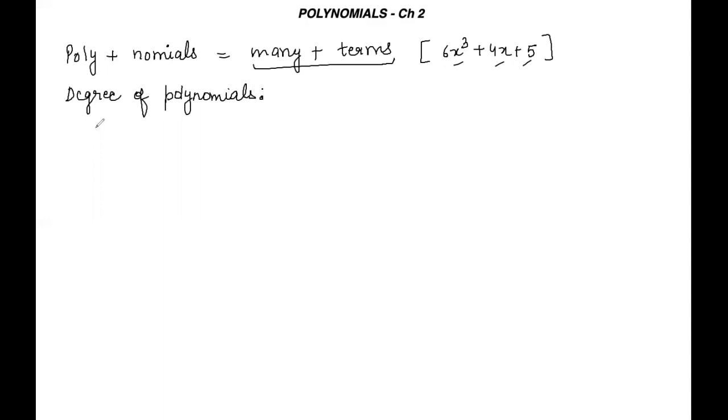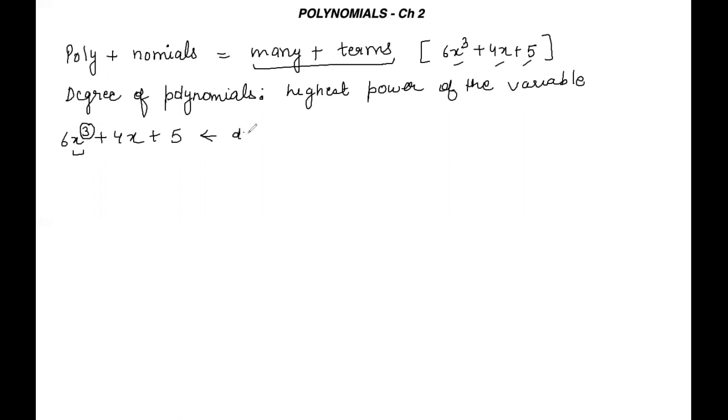What is the degree of a polynomial? The degree of a polynomial is the highest power of the variable. Highest power of the variable. Now, for example, in the above expression 6x cubed plus 4x plus 5, here the variable is x and the highest power of the variable is 3. Therefore, we will say that the degree of the polynomial is 3.